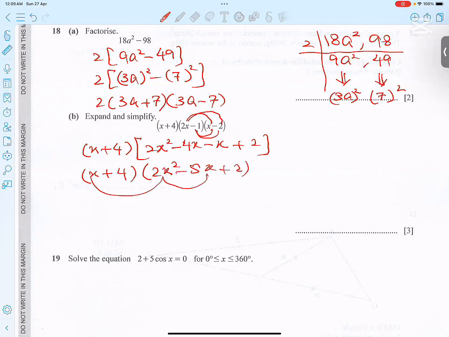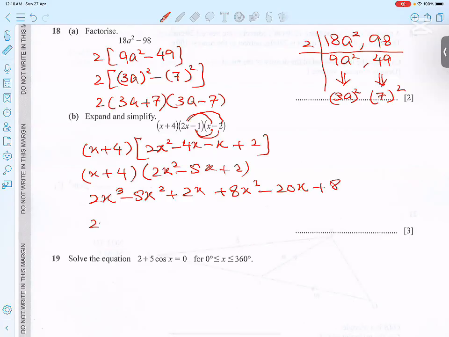Now multiply this with each term 1 by 1. So 2x to power 3 minus 5x to power 2 plus 2x. Now plus 4 multiplies each term. So 8x to power 2, 4 5s are 20x, and 4 2s are 8. And writing in order, first x cube, then x squared terms, plus 3x to power 2. Then x like terms, you have negative 18x and plus 8. And the question is done.